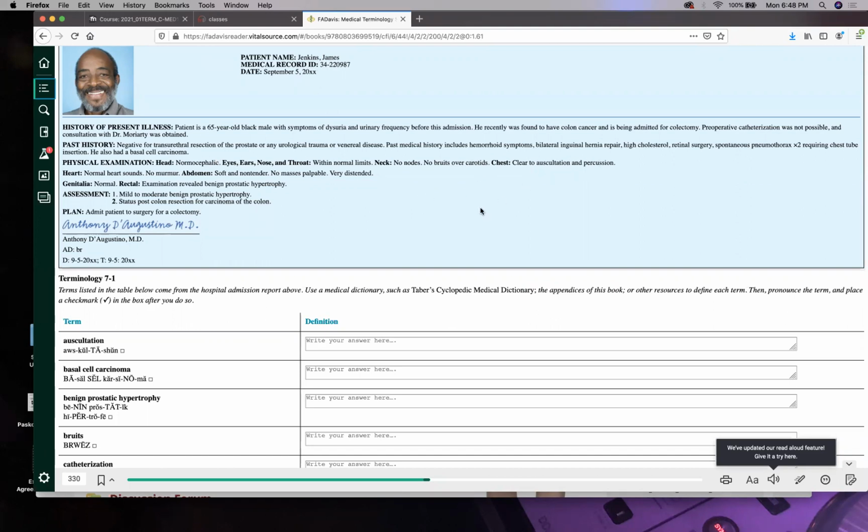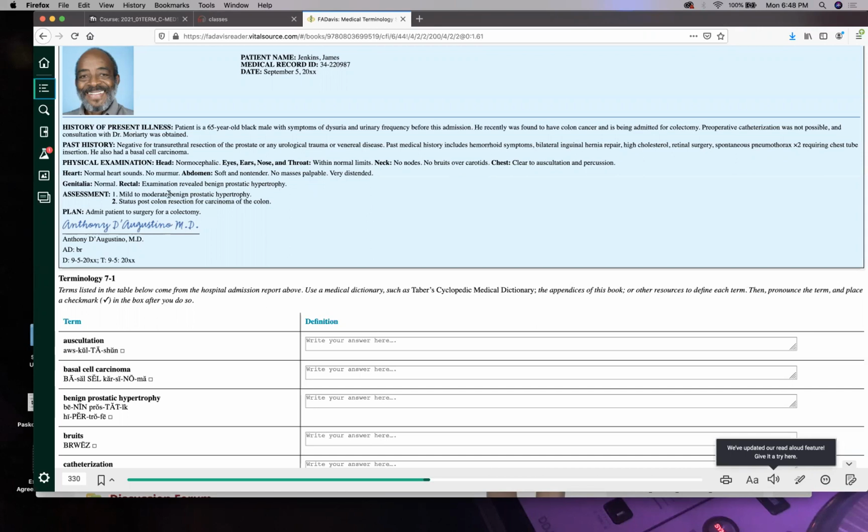Clear to auscultation and percussion. That means I looked at his chest, everything was okay. And that is PE, his physical examination. Heart, no murmur, no problems. Abdomen is soft, non-tender. That means nothing hurt, no masses palpable. That means I didn't feel any masses, but he has some distension. That's okay. Genitalia normal, rectal. We had a digital rectal examination, and it showed that he had BPH, benign prostatic hypertrophy.